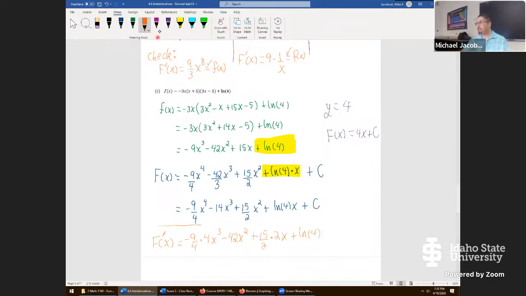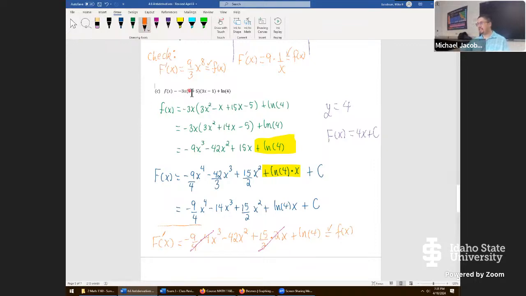Let's check out what we have. So notice that a lot of this stuff is just sort of lined up. The 4's cancel, we get -9x cubed. We have -42x squared. Here, the 2's cancel. You get 15x. We have the natural log 4, and so this tells us that, yep, we have f of x, so the check is complete.